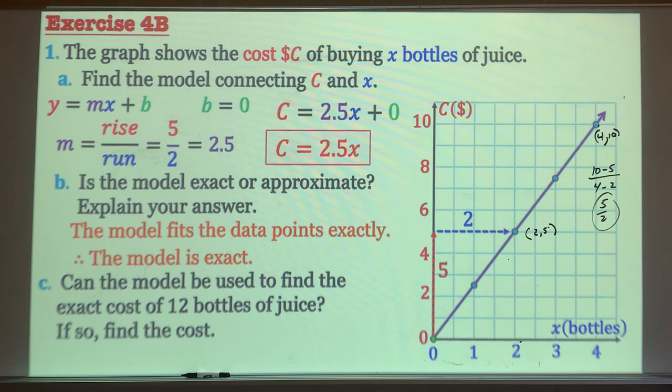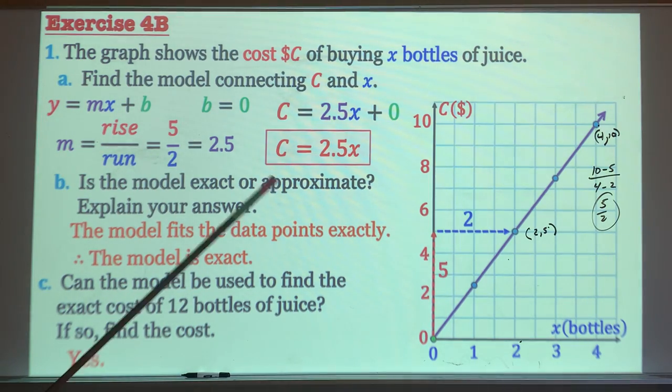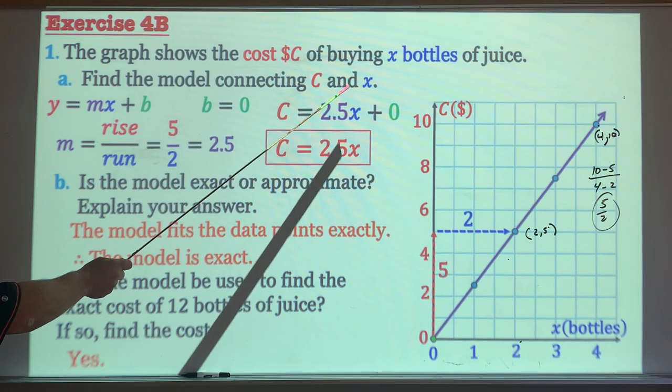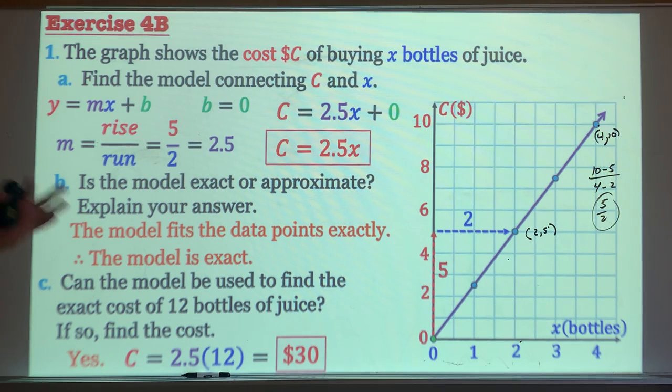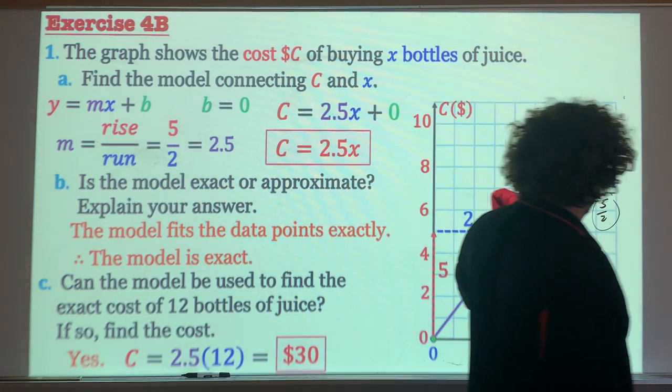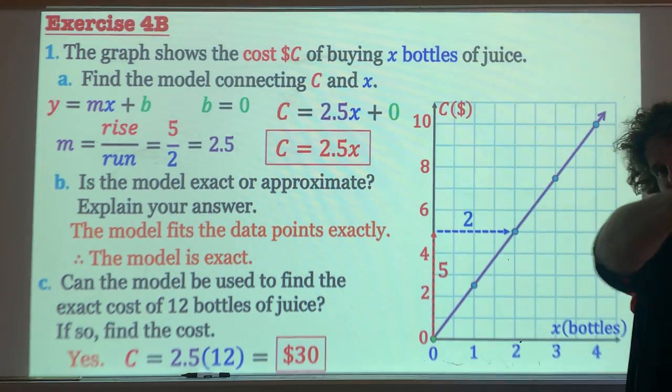Can the model be used to find the exact cost of 12 bottles of juice? Yes. How would you do that? Each juice box costs $2.50. So how do we find 12? Plug in 12 for X. X is the number of bottles. 2.5 times 12 is $30. I mean, not each juice box. For 12 juice boxes, it would cost $30. Each juice box is $2.50. Absolutely. All right? Good?